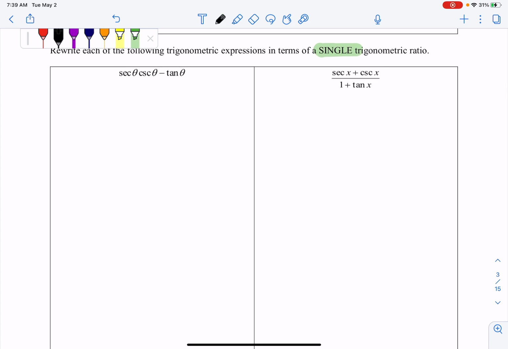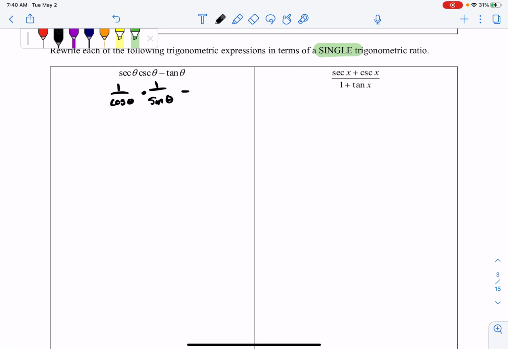All right, so strategy is going to be the same as it was when we did this yesterday. We're going to start by rewriting these things in terms of sine and cosine. So secant is 1 over cosine theta. Cosecant is 1 over sine theta, and these are being multiplied.